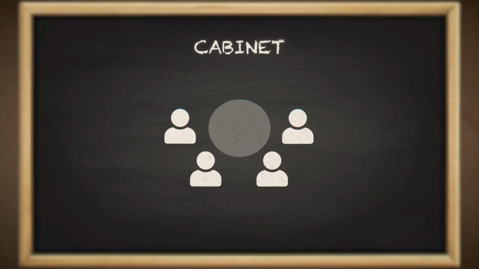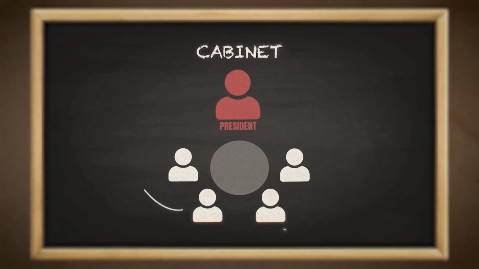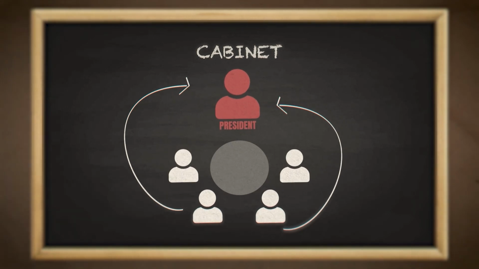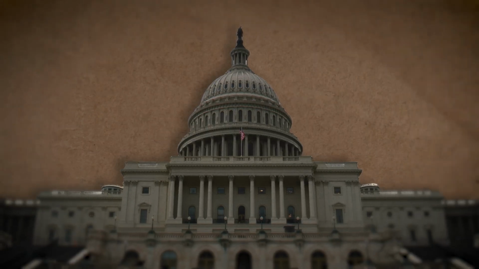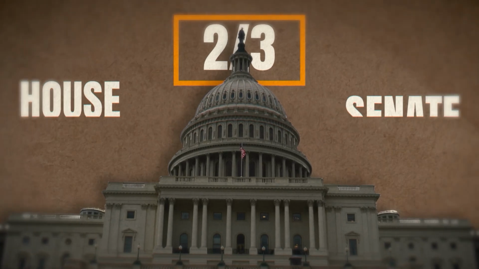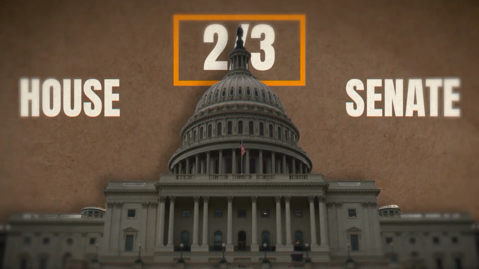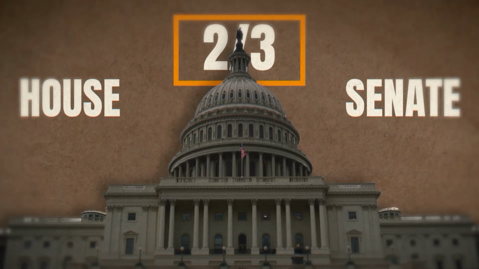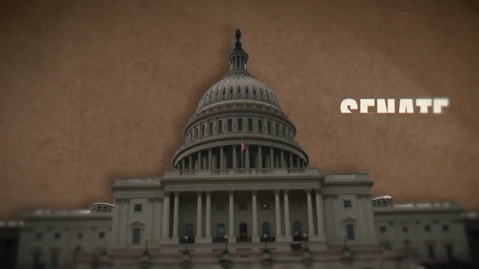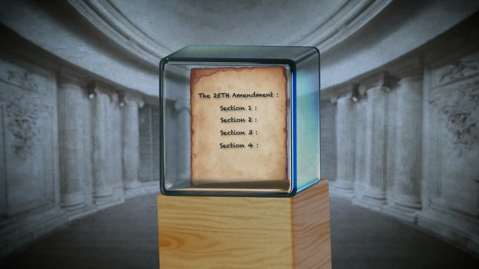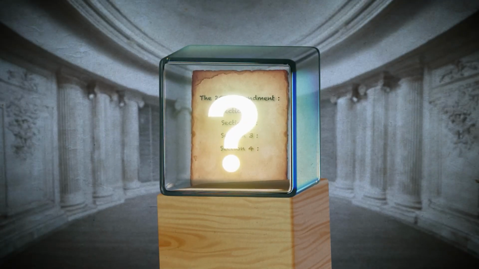And what about the cabinet? These are individuals handpicked by the president, people whose loyalty often lies with the leader who appointed them. Convincing a majority of them to declare the president unfit is no small feat. Then there's Congress. Reaching a 2/3 majority vote in both chambers is a monumental task, especially in today's hyperpolarized political climate.